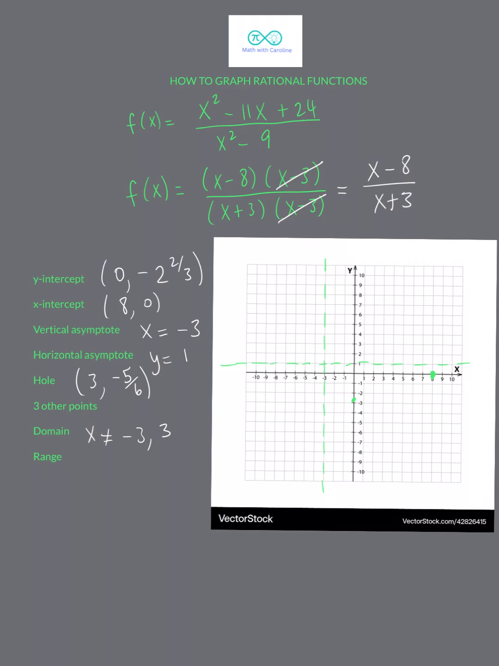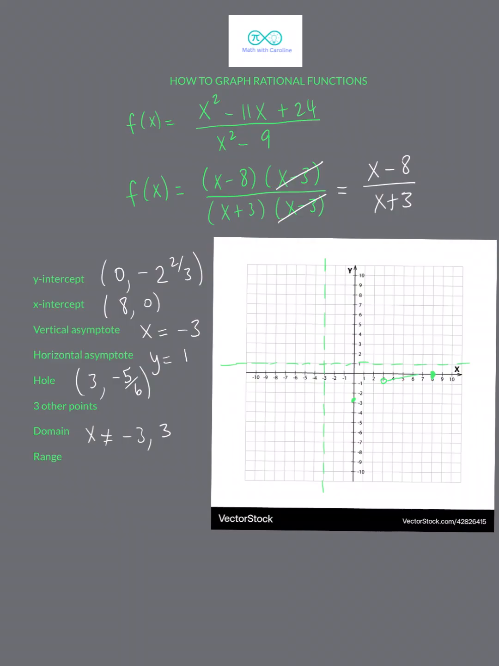And then we have a hole at 3 and -5/6. So x equals 3, and y is almost -1. So that hole is going to be right there. So you just draw an open circle there. So it looks like we really don't need another point to the right of the vertical asymptote because we can pretty clearly see what's happening here.